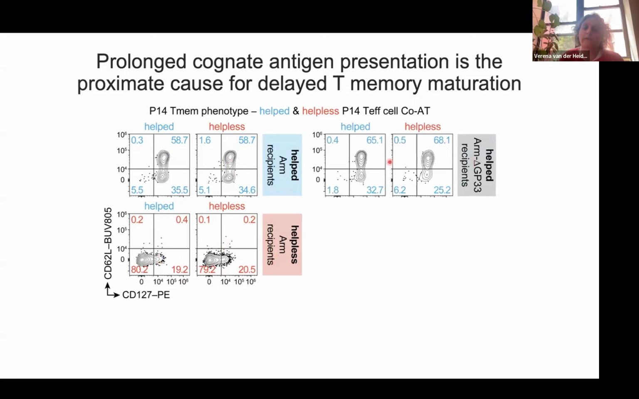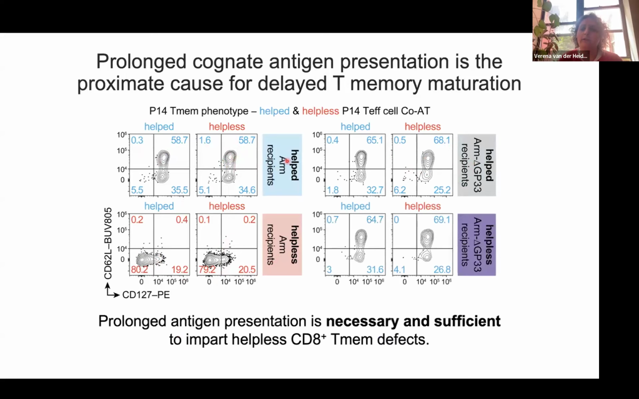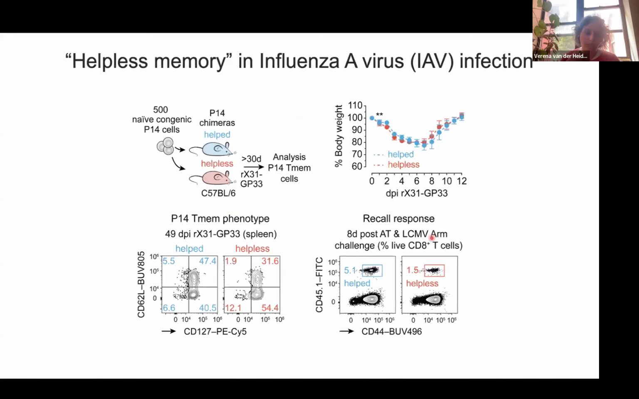But then when you transfer these combined cells, helped and helpless, into a mouse that does not present virus and is helped, it should look very much like this helped phenotype. But when you transfer them into a mouse that was infected with the mutant virus in a helpless environment, so these mice did not have CD4s when they were infected with this mutant virus, since there is no GP33 that can be recognized by the P14s, they should also become helped. And that's actually the case for both the helped and the helpless P14s that are transferred here.